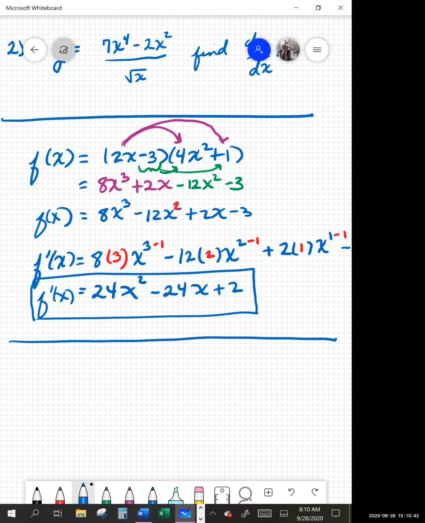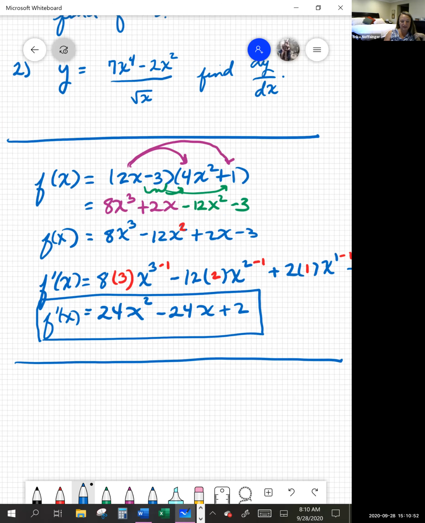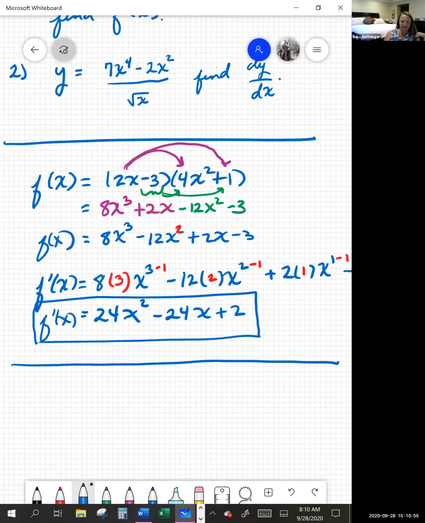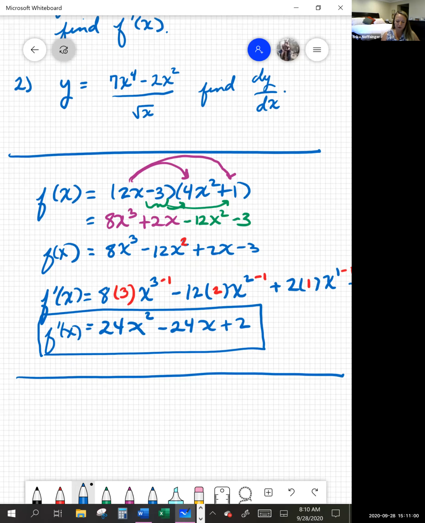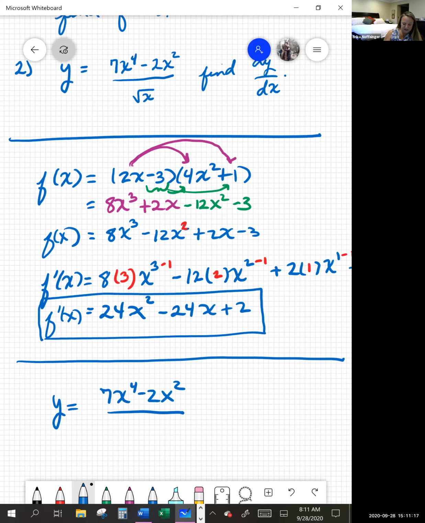Okay. And then the second one, we can use the quotient rule. Well, we don't know that yet. But we can rewrite this using rules of exponents and break it down so that we can use our general power rule. So notice that our denominator is the square root of x here. So let me just rewrite it: y equals 7x to the 4th minus 2x squared, all over the square root of x. Let's at this point just rewrite the square root of x as x to the 1/2 power.